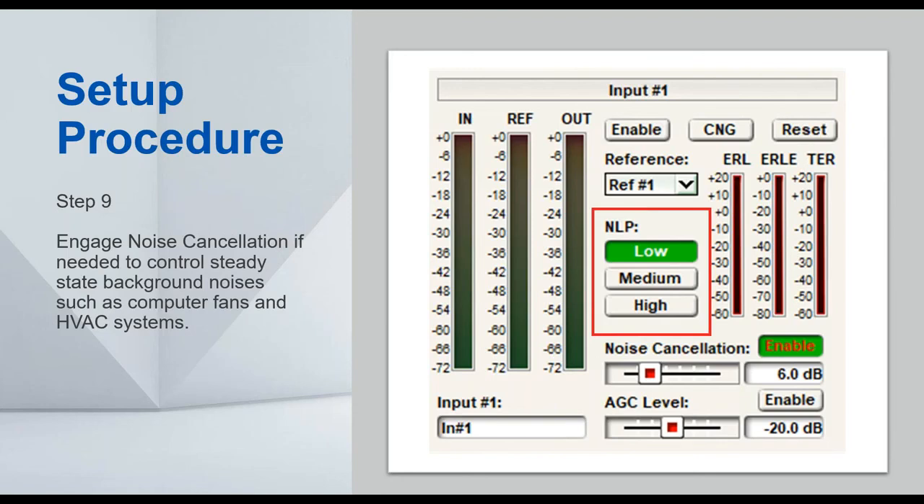Okay, noise cancellation. So this is where you would enable noise cancellation if at this point the far end caller is telling you, wow, I'm hearing this constant hum sound or a buzz, and you realize one of the microphones is hanging right next to the projector fan. That's where noise cancellation comes in.